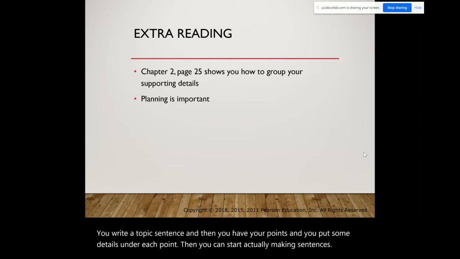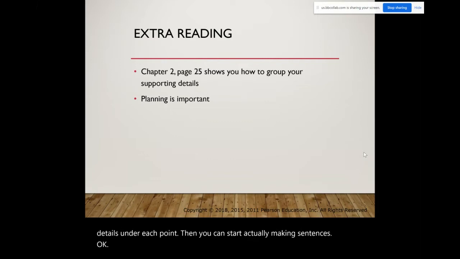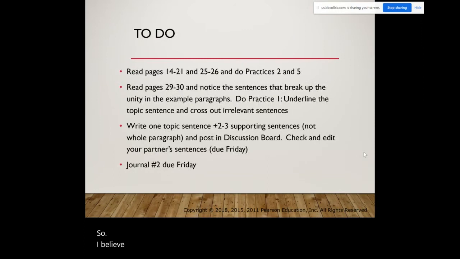Okay, so I believe that's it for today. Yeah, we are done. That's pretty much a quick summary overview of chapter 2. And so here's what I want you to do for homework.